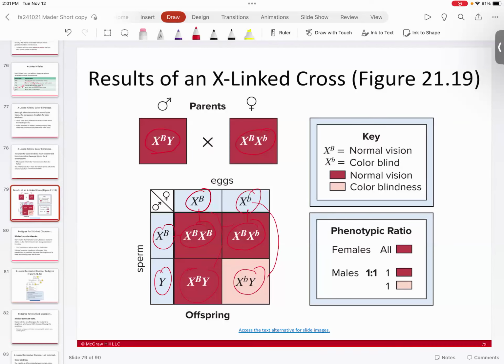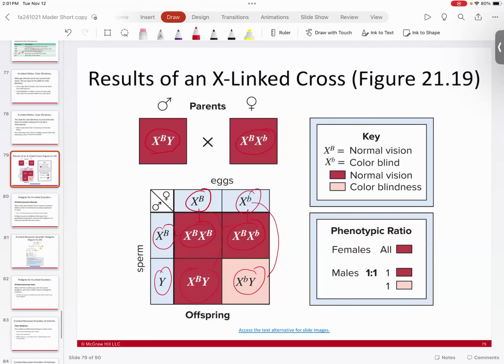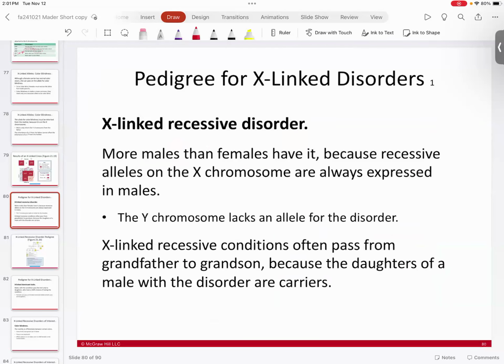So in this particular situation, all of the females are going to have normal vision, and only one of them is going to be a carrier. Of the males, you have half and half. One is going to be colorblind and one is going to have normal vision, and that basically is reflective of what mom had. Half of her chromosomes were colorblind and half were normal vision. So all males essentially have half of what mom has.